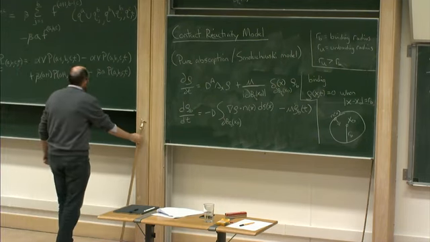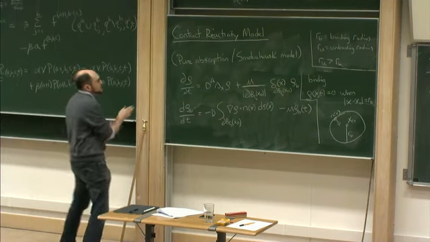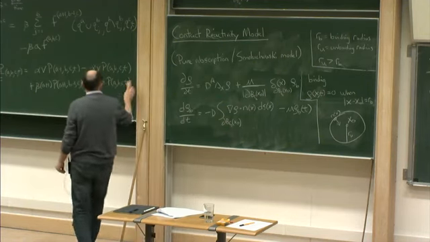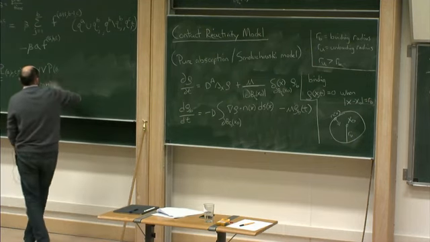So if you ignore unbinding, one can actually prove that the volume reactivity model converges to the contact reactivity model in the limit of large lambda.